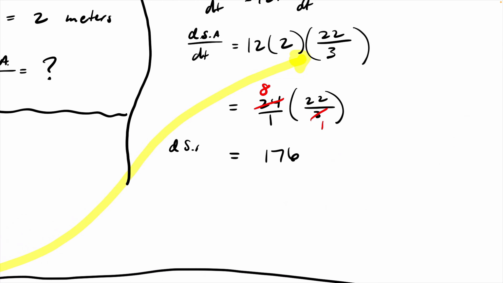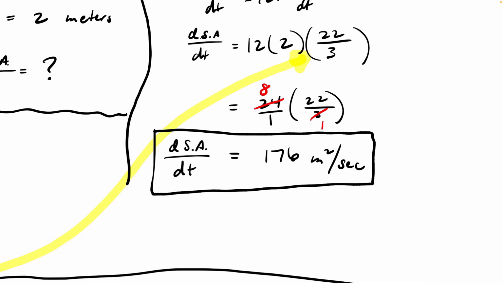Meters squared, meters cubed per second? So it's an area, surface area, right? So area is always squared. So it's going to be meters squared per second because it's a rate as well. Yep.